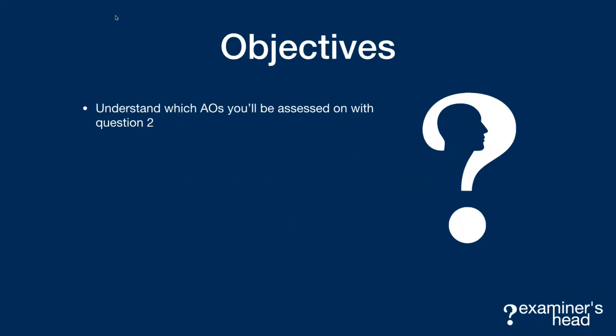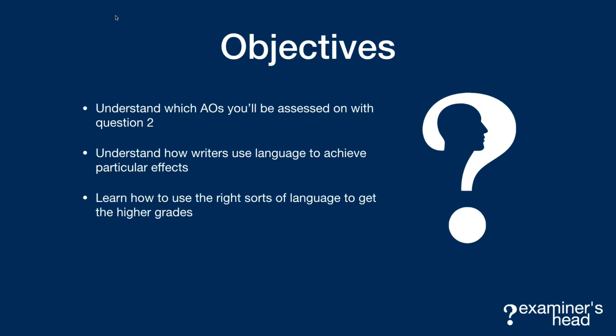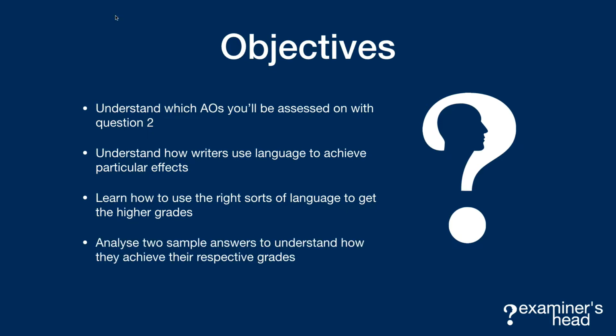Okay, so the objectives: to understand the assessment objectives that you're going to be assessed on for this particular question, and this really does focus in on how the writer uses language to achieve effects, and also to make sure that you use the correct subject-specific technical language when you're writing your answer. And then what we'll do is we'll look at a couple of sample answers, a medium grade and a high grade answer, to work out how they achieve their particular grades.